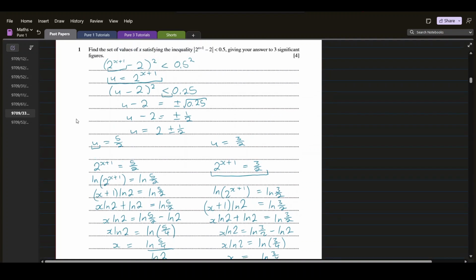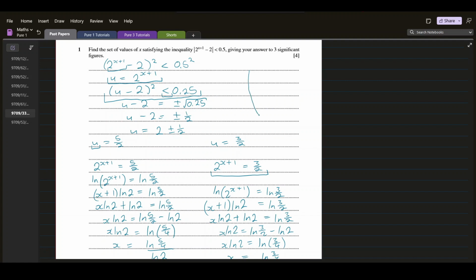Now remember that our solutions are coming from this quadratic inequality. So we're giving this as a set of values rather than just roots. If we sketch our quadratic, that's u minus 2 squared, it would look something like this. This would be the u-axis. So we have our roots here. For u, we had 5 over 2 and 3 over 2. So this would be the smaller one, 3 over 2, and this is 5 over 2.